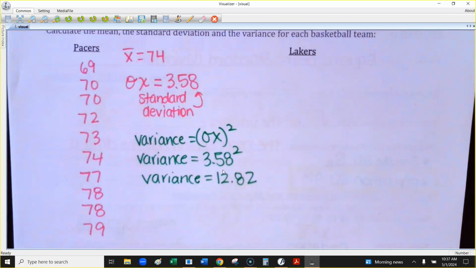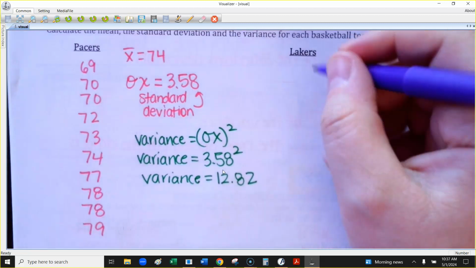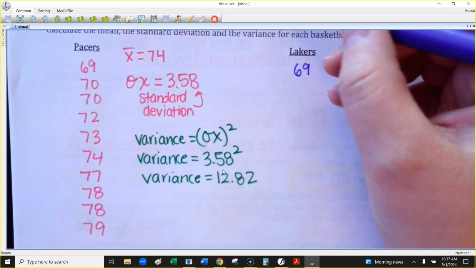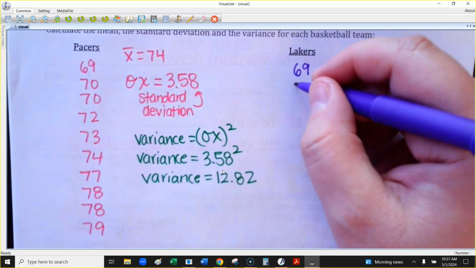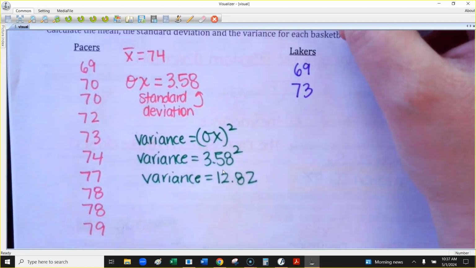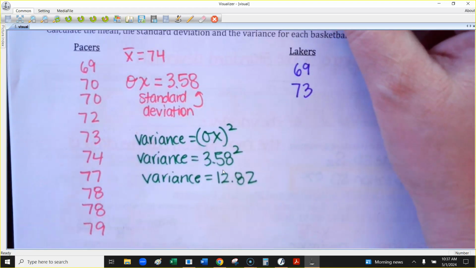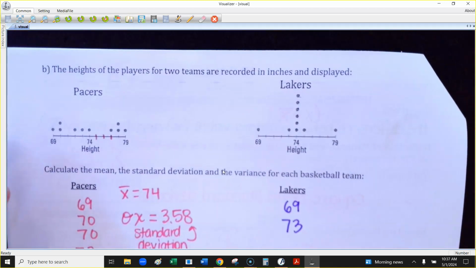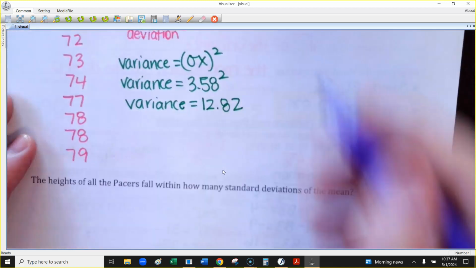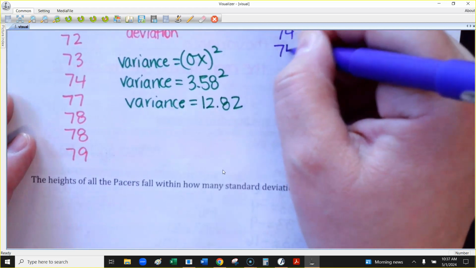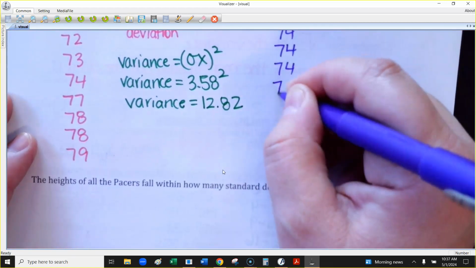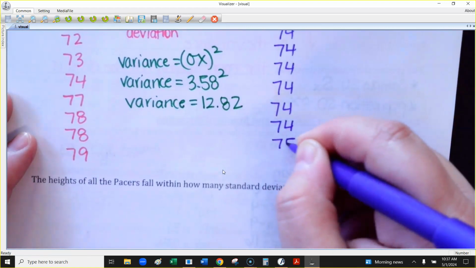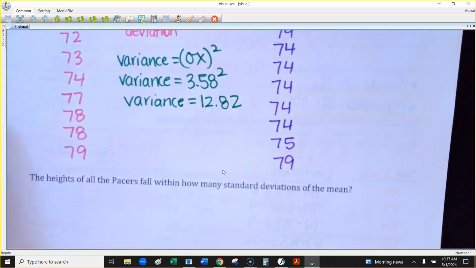But the Lakers have the same number of players. They have one person that's 69 inches, one person that's 73, and then if you're looking at the dot plot, you would have 74. There's 6 people at that height. So I'm going to write 74 6 times. You have one person that's 75 and then one person that's 79.